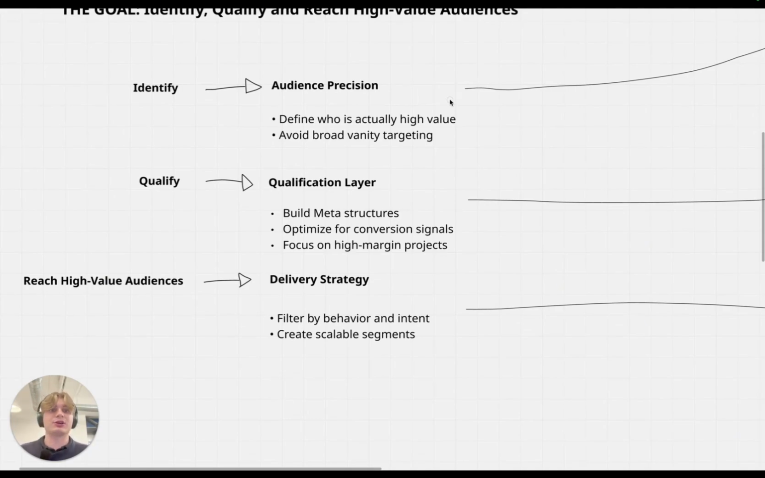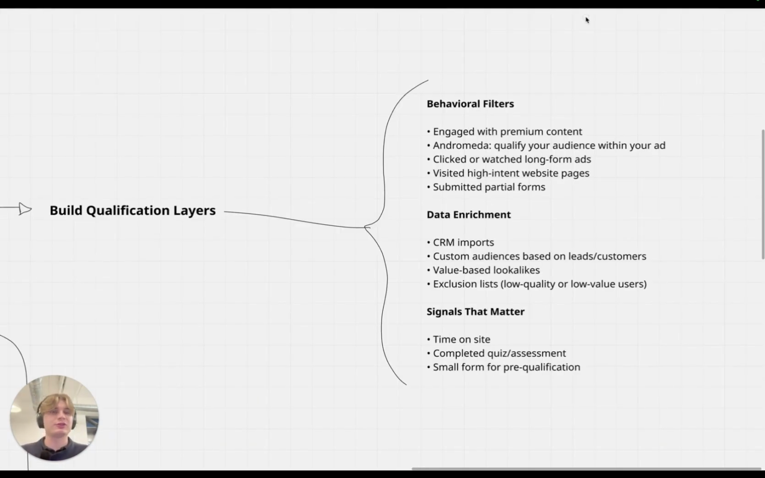So we're going to make sure that Meta sends all the information from your CRM back to Meta so they know which type of customer is a high intent lead and which one is a low quality lead. And we're going to focus on the high margin projects by asking their budget and their timeline. So first of all, we're going to look at behavioral filters. We're going to look at people who engaged with your premium content.